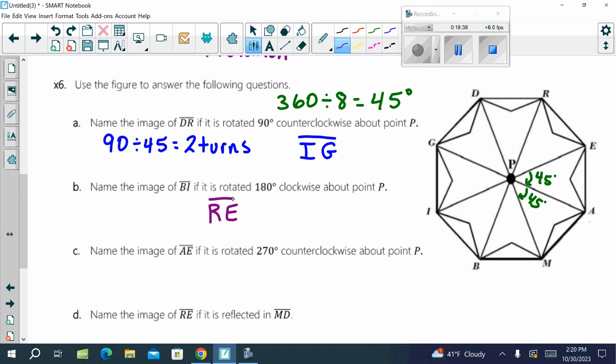Okay, what about AE? We need to rotate 270. So how many turns is 270? 6 turns. 270 divided by 45, 6 turns. So we're going counterclockwise. So AE, we're starting here, going to the left. 1, 2, 3, 4, 5, 6. Where do we end up? BM. Any questions there? All right, reflections.